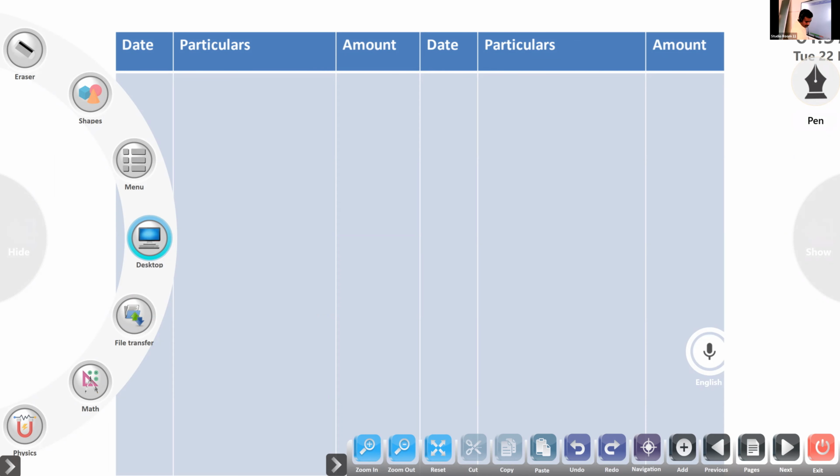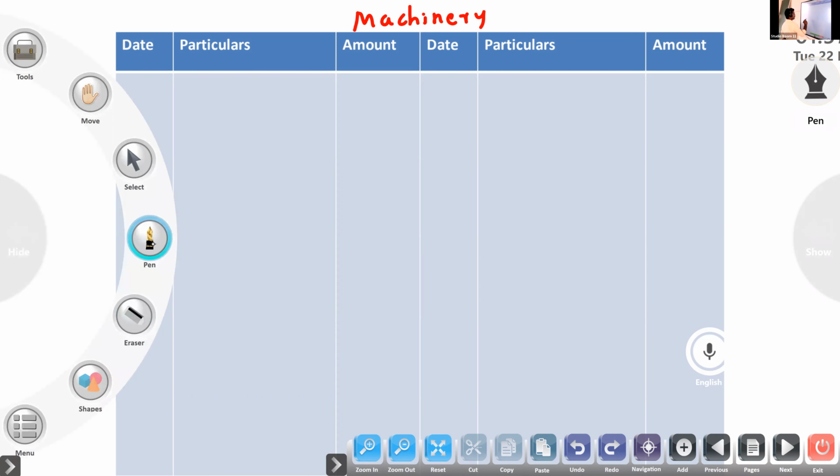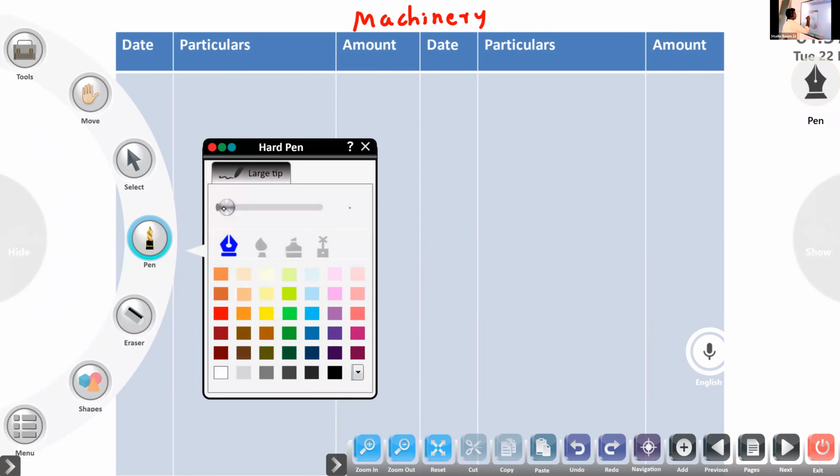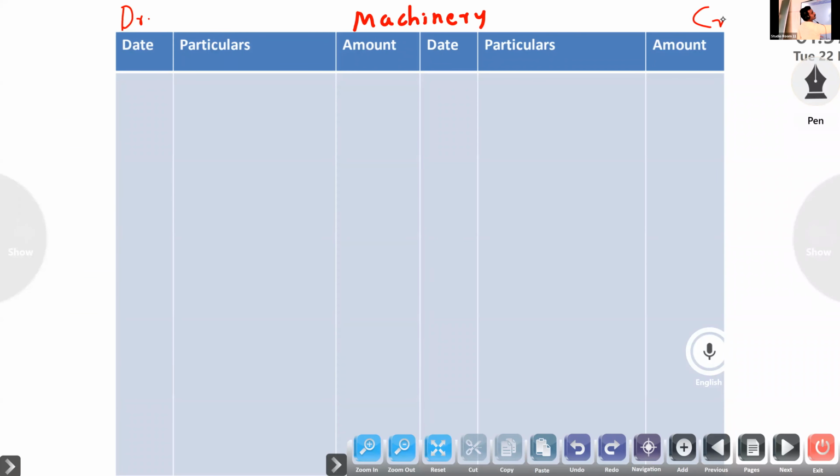Check on machinery. Fourth one. So 1/1/2011, to balance b/d, 64,000. So 64,000.